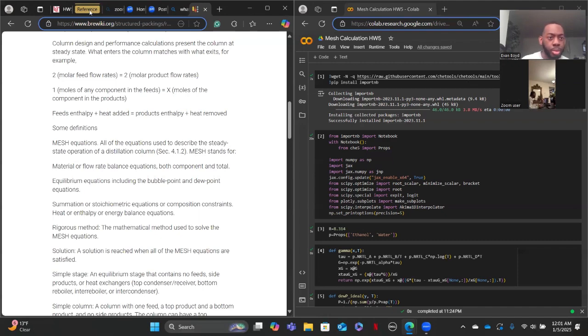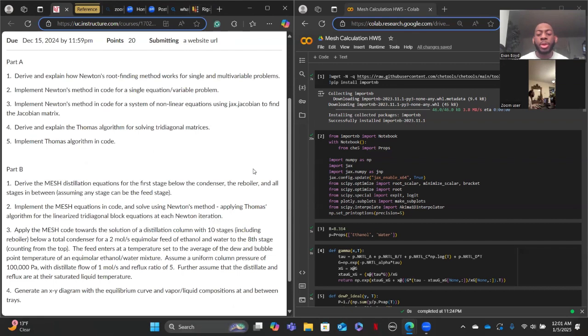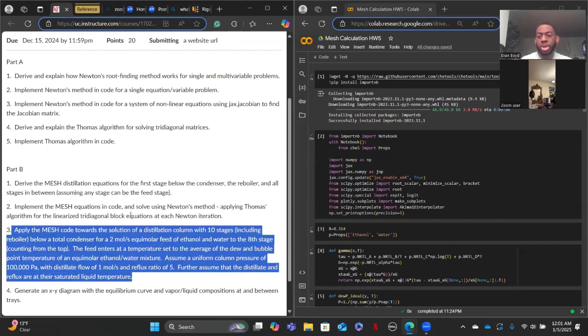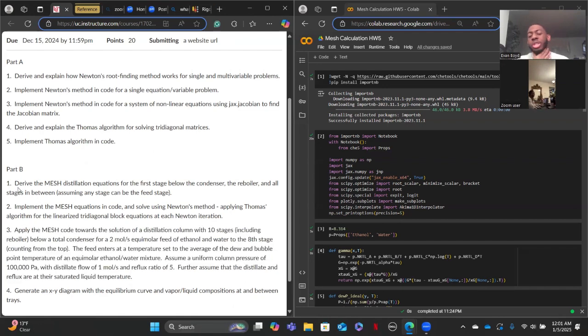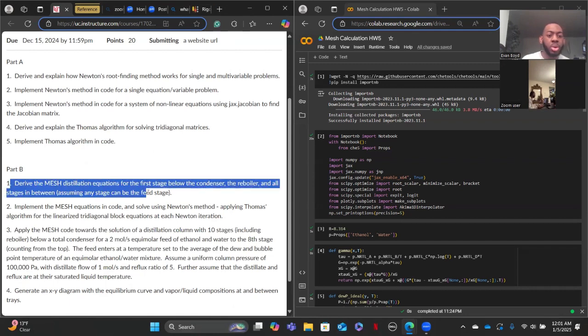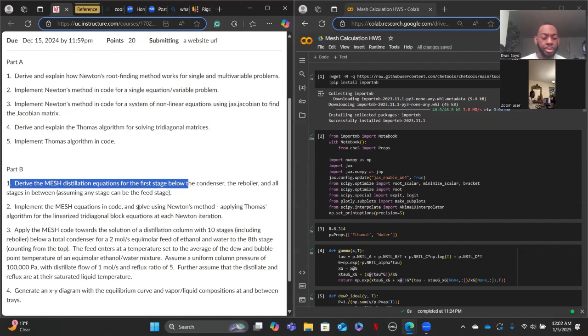Okay. All right. And what we are asked to do: first we're given parameters here, which I'll go over when we talk about initial conditions. But for this, you're basically supposed to first derive a MESH distillation equation for the first stage below the condenser, the reboiler, and all the stages in between, assuming any stage can be the feed stage. Using this, we'll first do a material energy balance.